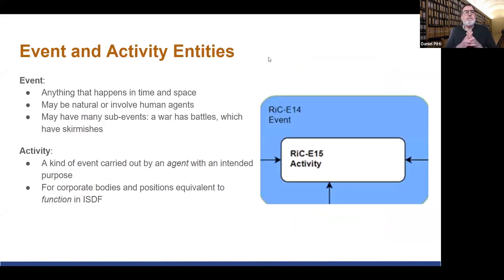Next slide, please. An event is anything that happens in time and space, and it could be some discrete happening in a brief moment in time, or it could be of a long duration. It may be natural, such as an earthquake, say, or involve human agents. It can be agent caused exclusively, or a combination of natural and human. It may have many sub-events. A war has battles which have skirmishes and so on.